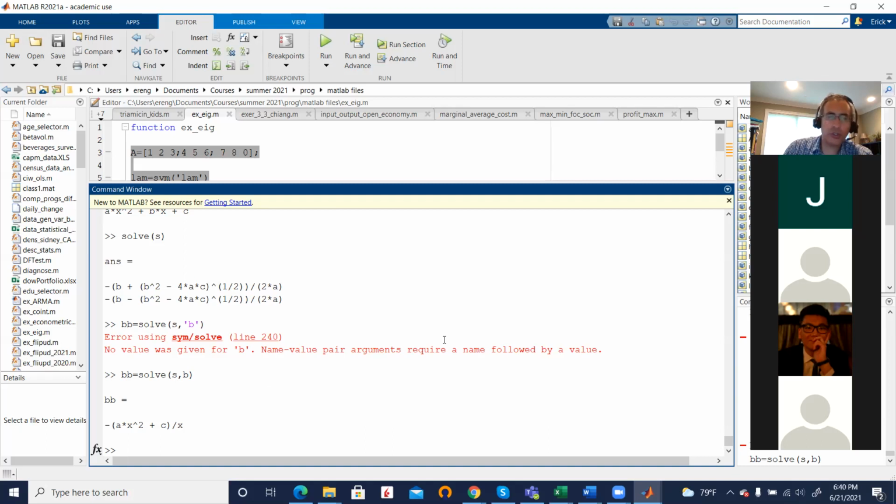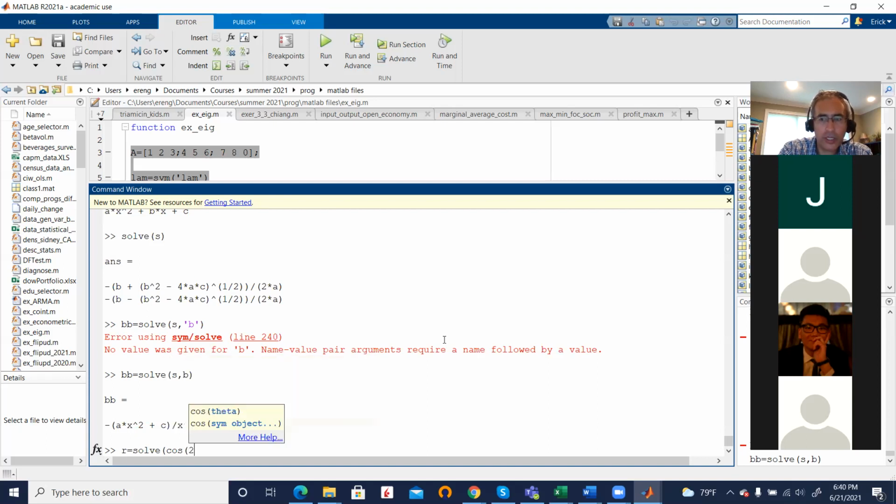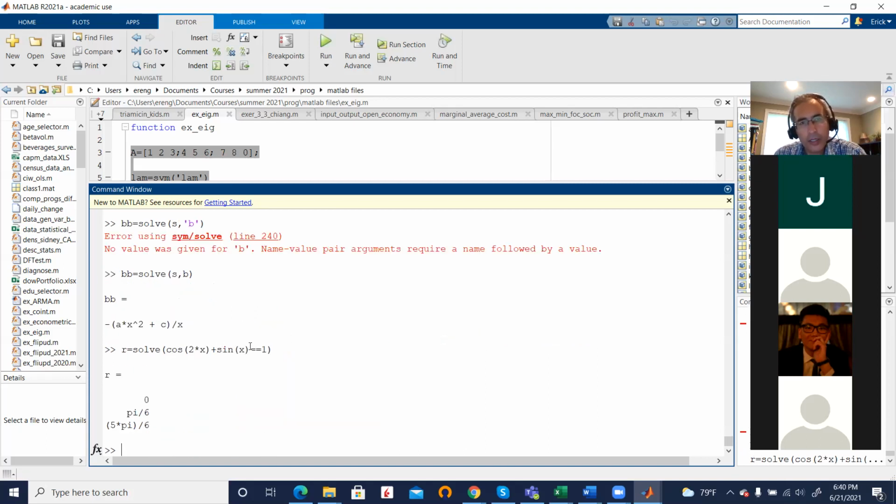You can solve systems of equations. Let's do another solve, for example: cosine of 2x plus sine of x equals 1. Be careful here, guys. This is a simple equation, but in solve you use the double equals. This is the way you work in solve, to distinguish between the symbolic equation and the logic equality. And so you have here the solutions.